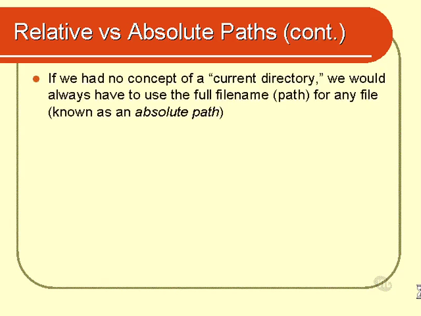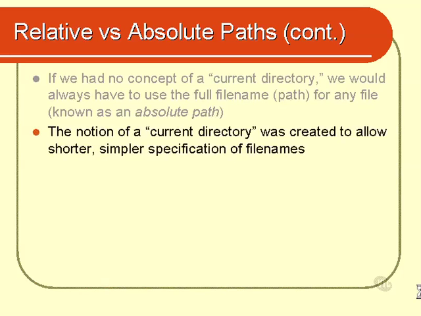It's absolute because it doesn't matter where you are at the time. If you type in that whole thing, including the / at the beginning, then you will always be able to access the file. Absolute path has an advantage that it never changes. Depending on where you are, you can be anywhere and the absolute path to a file is always the same. But the disadvantage is that it can be very, very lengthy to type. In other words, inconvenient. Now, this inconvenience was so great that that was why the notion of a current directory was created in the first place.